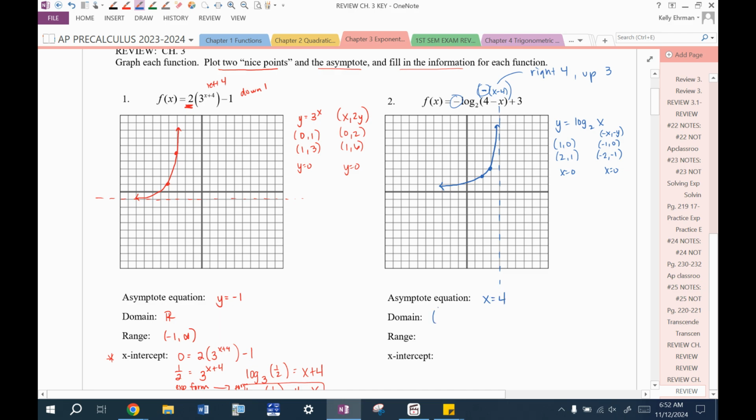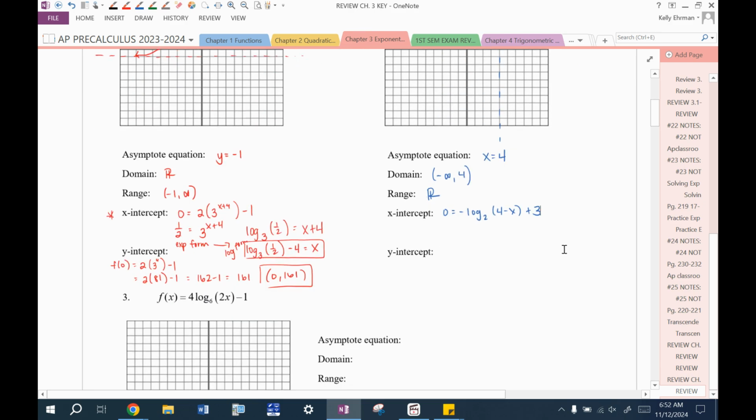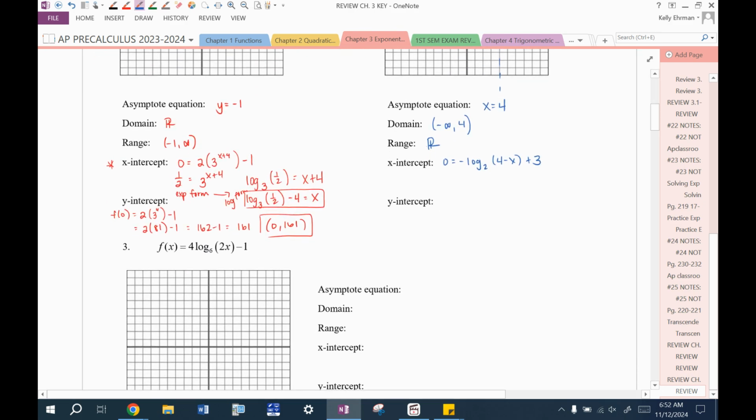The domain for this one, just take a look at your graph here. It's negative infinity to 4. That's also setting 4 minus x greater than 0 and solving. The range is all reals. The x-intercept, I'm not seeing it, so I'm going to solve for it. Now, we did do this in the homework and on a worksheet a time or two. So this I will ask you about. So isolate the log, and you want it to be positive, so I'm going to add the log over to this side.